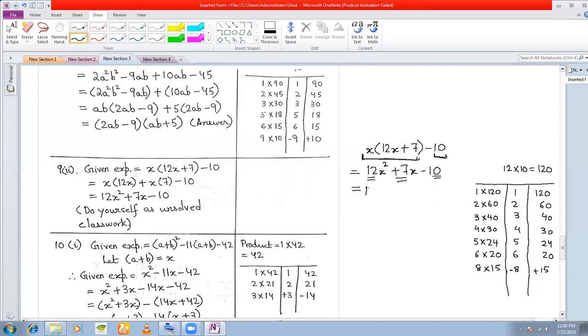Break this middle term as 12x square plus 15x minus 8x minus 10. Okay. I think now this will be okay. Do it yourselves, right? You can.